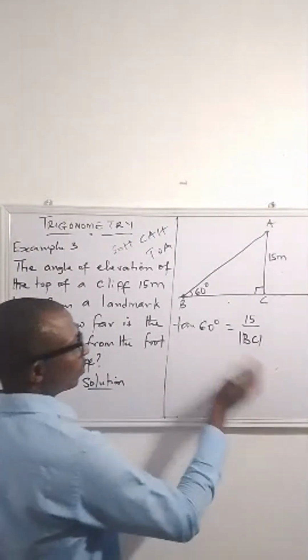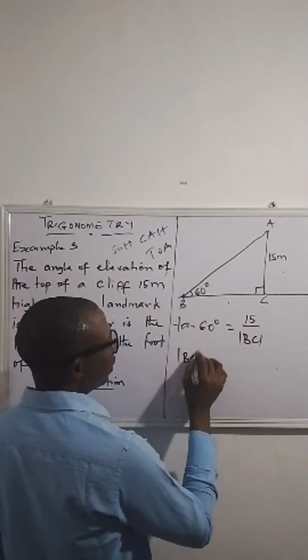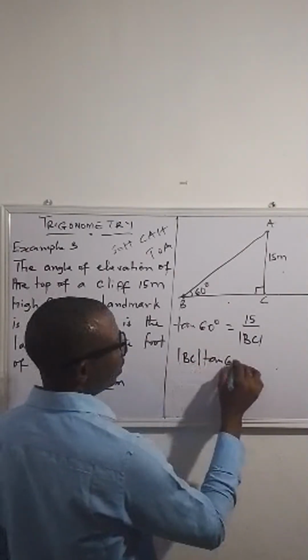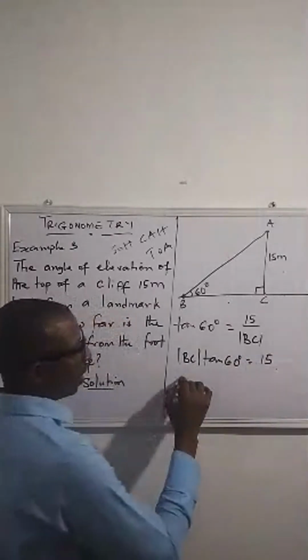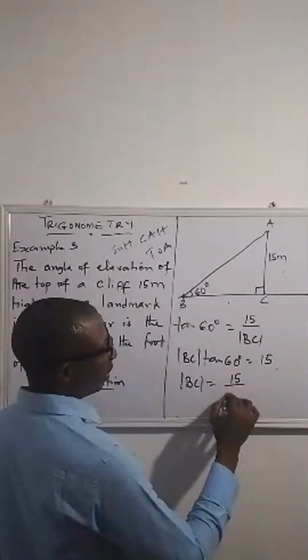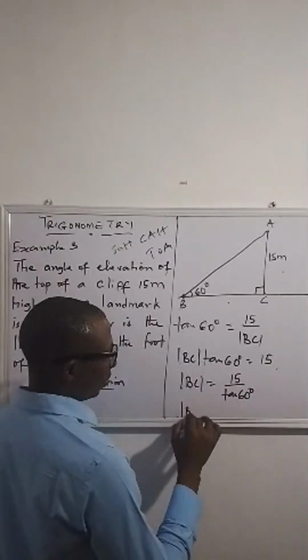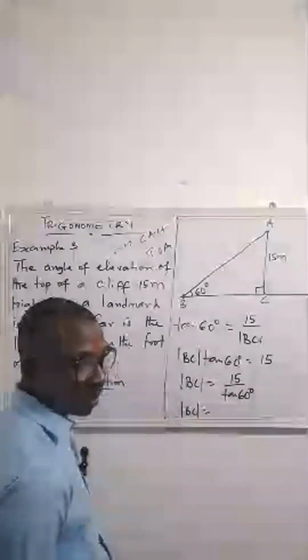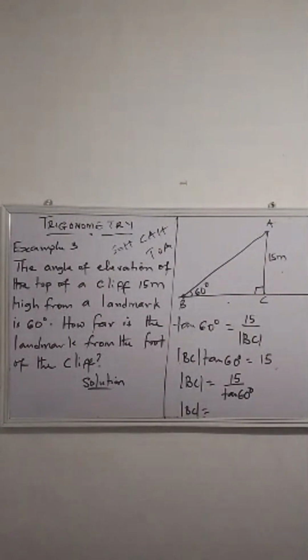When you cross multiply, you have BC tan 60 degrees equals 15. So we have BC equals 15 over tan 60 degrees. Now, can you tell me what is tan 60, without the calculator?